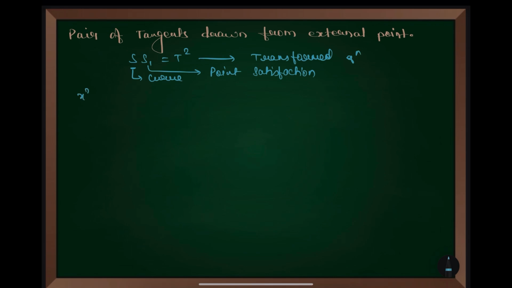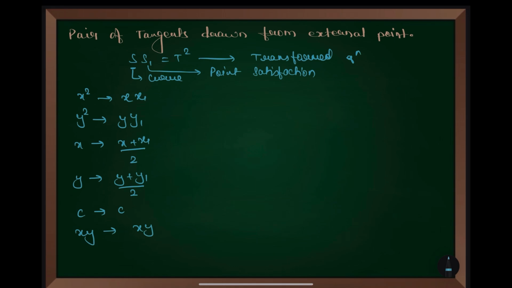You know that x squared will be replaced by x x1. y squared will be replaced by y y1. x will be replaced by (x plus x1) by 2. y will be replaced by (y plus y1) by 2, and c will be as it is. xy will be replaced as (x y1 plus x1 y) by 2.